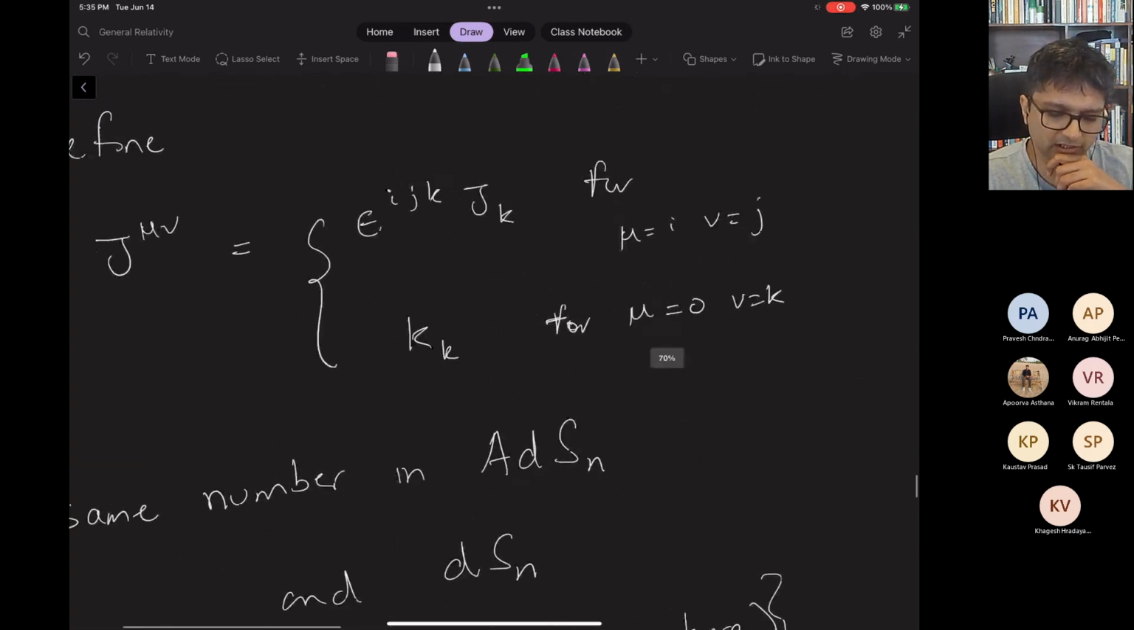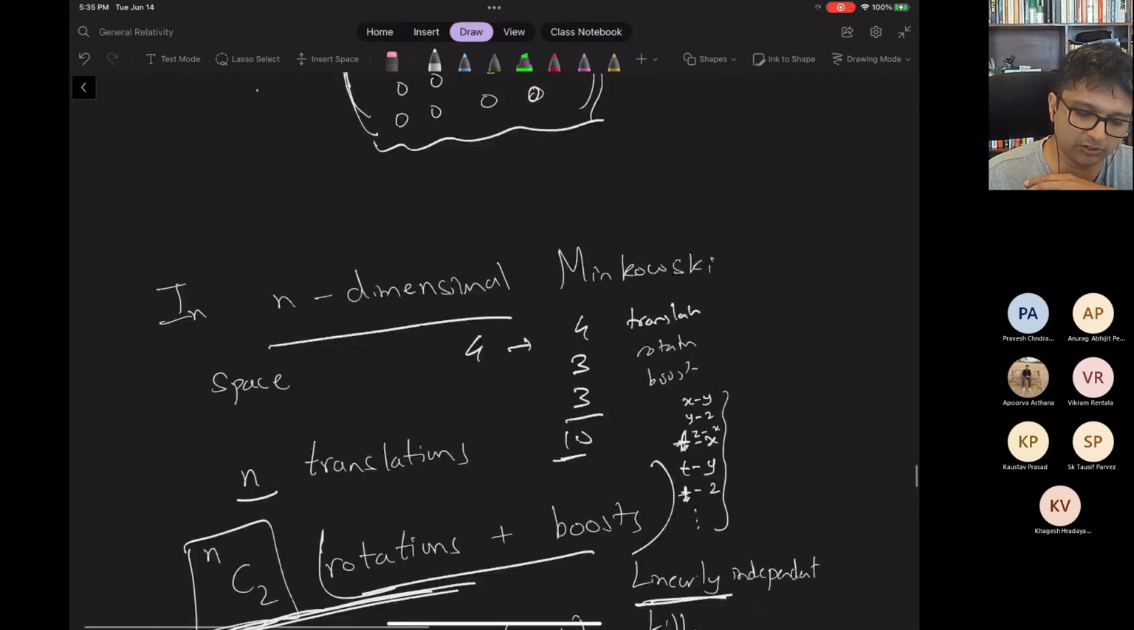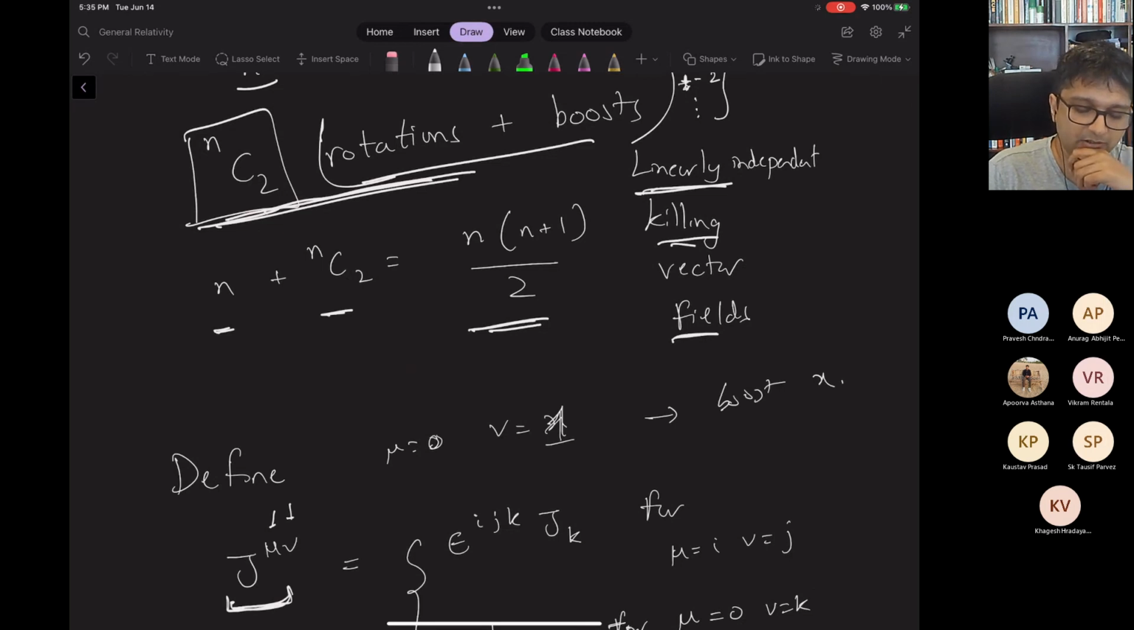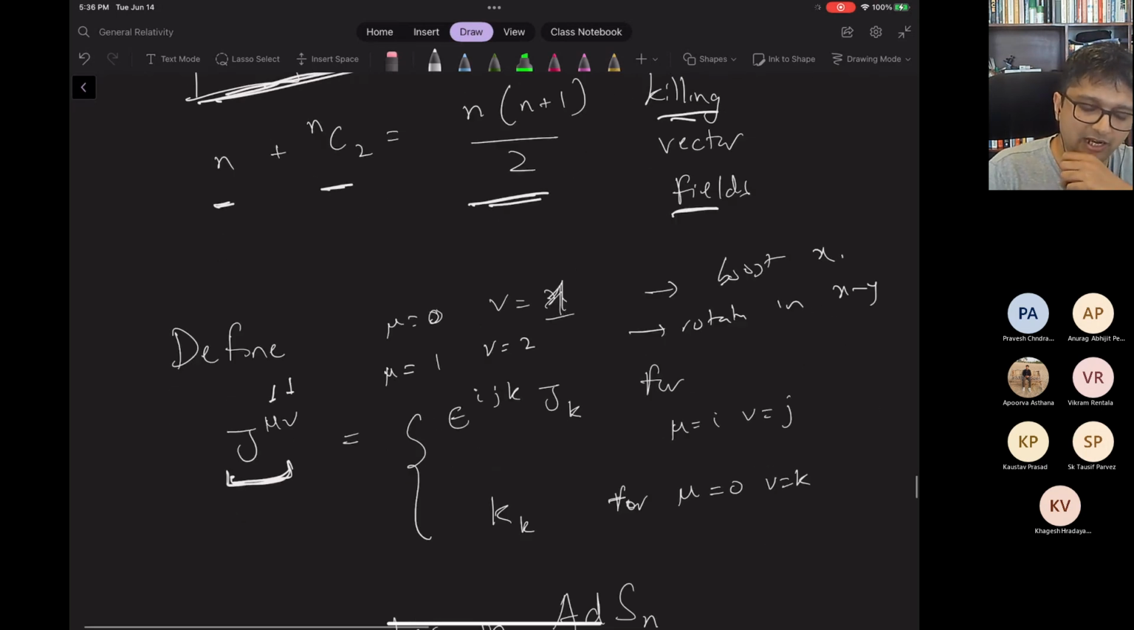Okay, and it's possible to define using this notation of planes. You can talk about the rotation and boost generators using J mu nu, where mu nu specifies which plane. So if mu is 0, nu is, let's say, x, or nu is equal to 1, then this is a boost. This is a generator of boost in the x direction, or a Killing vector field associated with boost in the x direction. If mu is equal to 1, nu is equal to 2, this is a rotation in the 1-2 plane, or in xy.